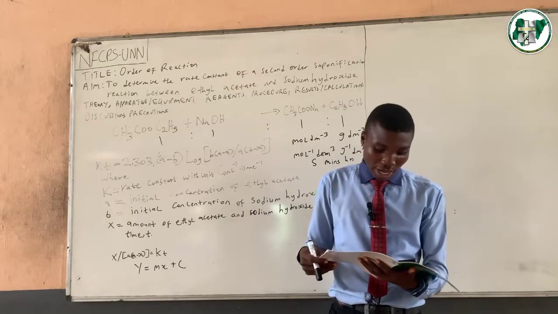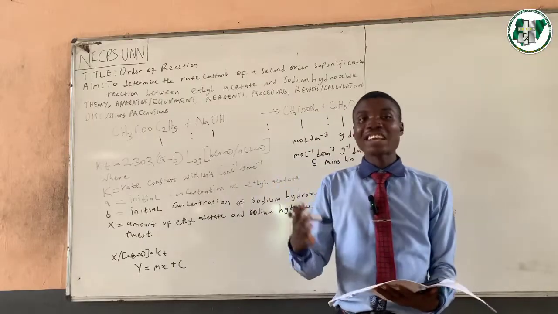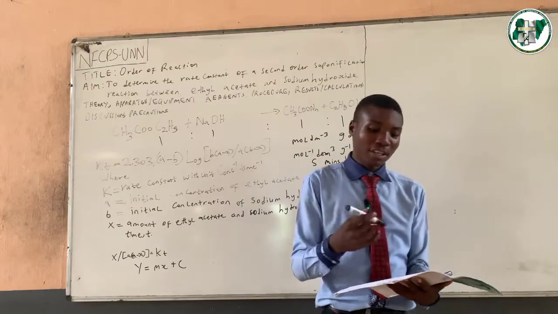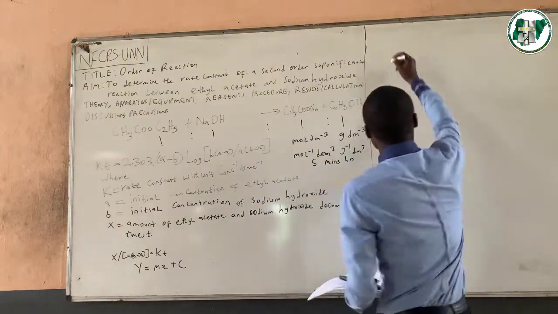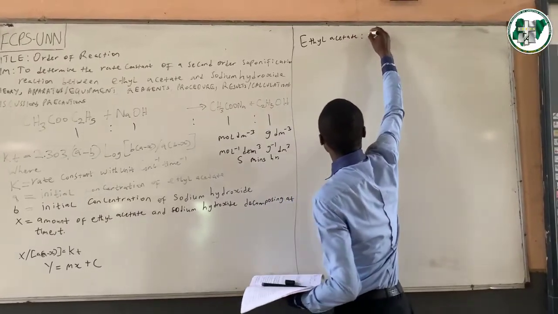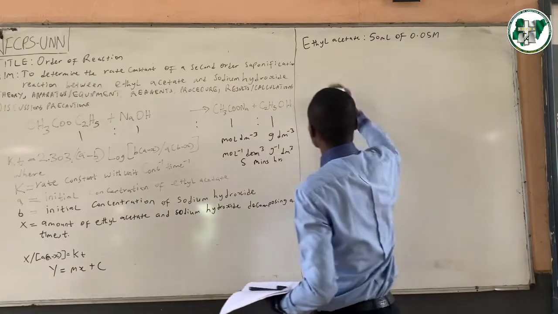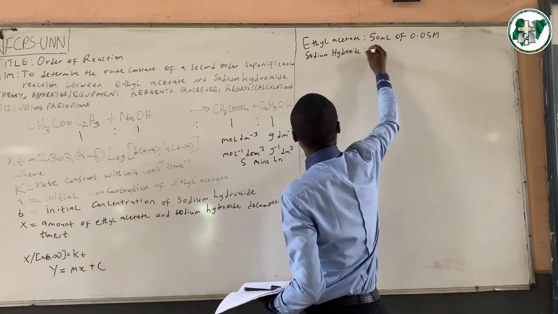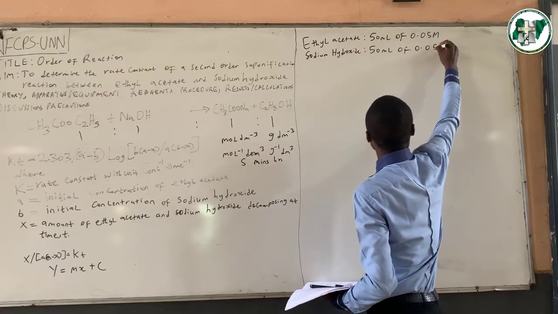So this is the procedure we have for this particular experiment. You are adding 50 ml of 0.05 molar solution of ethyl acetate in water to 50 ml of 0.05 molar sodium hydroxide solution in a conical flask. So the implication is that for the ethyl acetate, you are having 50 ml of 0.05 molar solution. Then for the sodium hydroxide, you are having 50 ml of 0.05 molar solution.